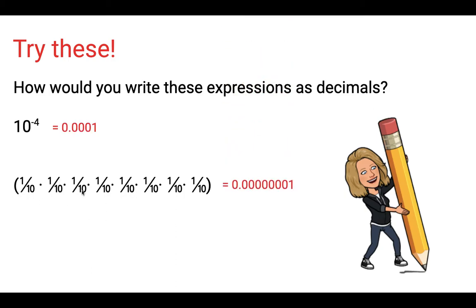This one, we have 1, 2, 3, 4, 5, 6, 7, 8. So we're multiplying 1/10 times itself 8 times. How would we write that? Right now, we think of our decimal after the 1. We're going to move it 8 places to the left. 1, 2, 3, 4, 5, 6, 7, 8.